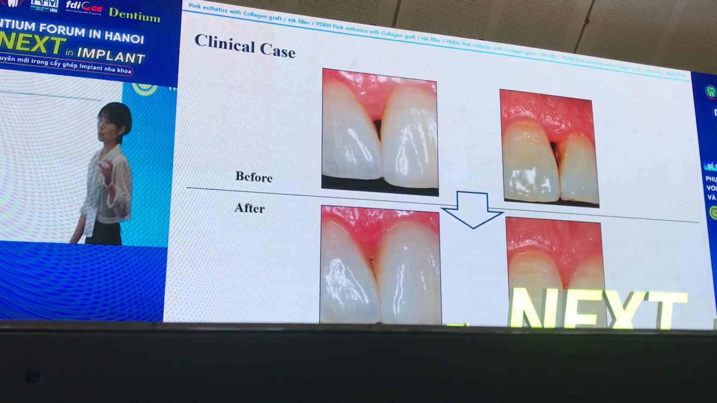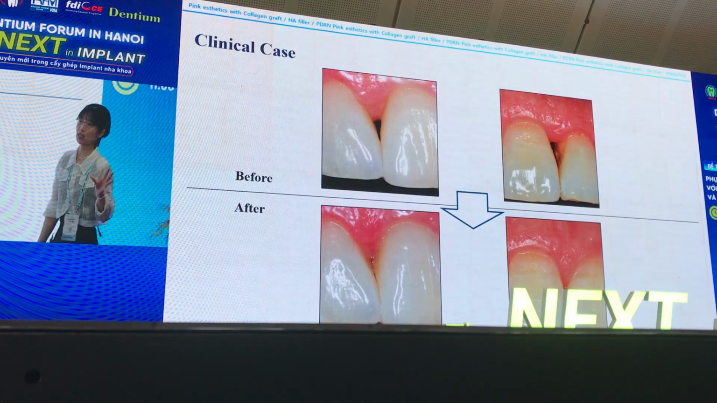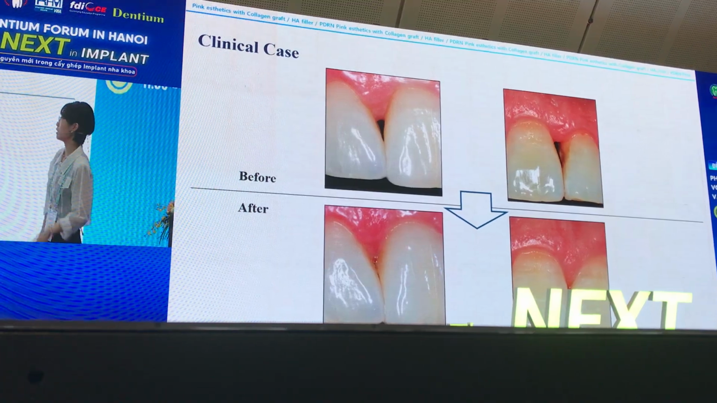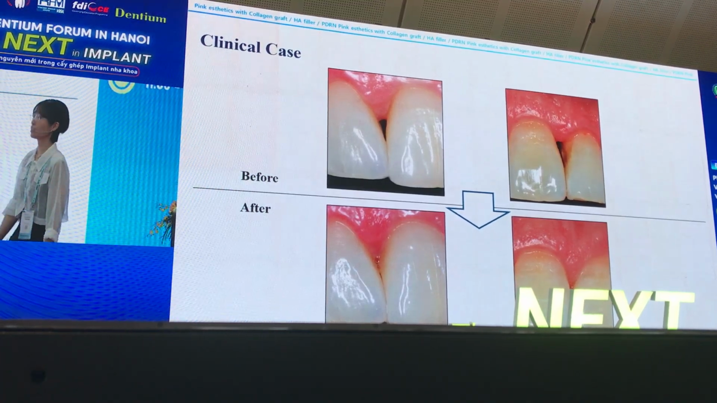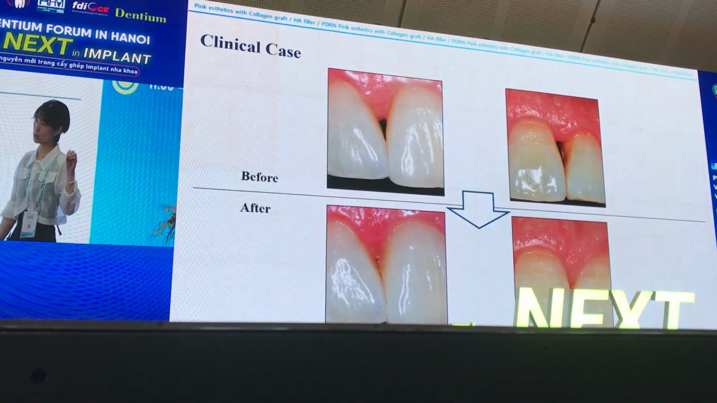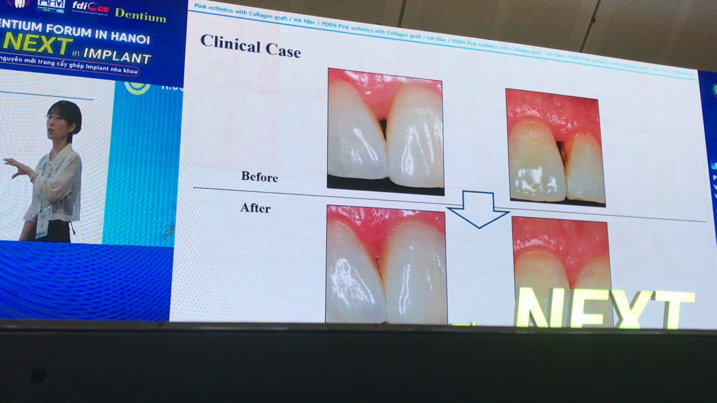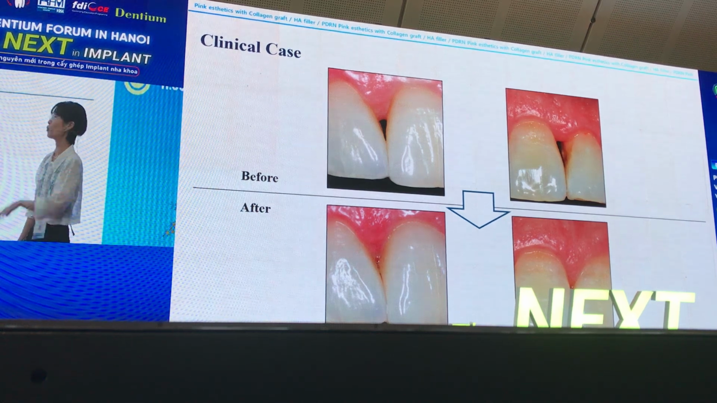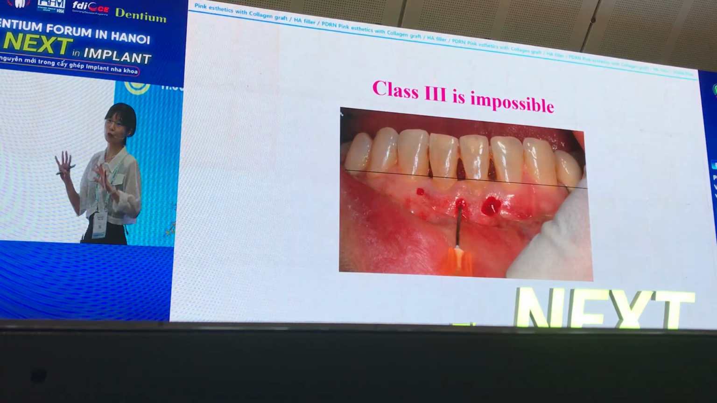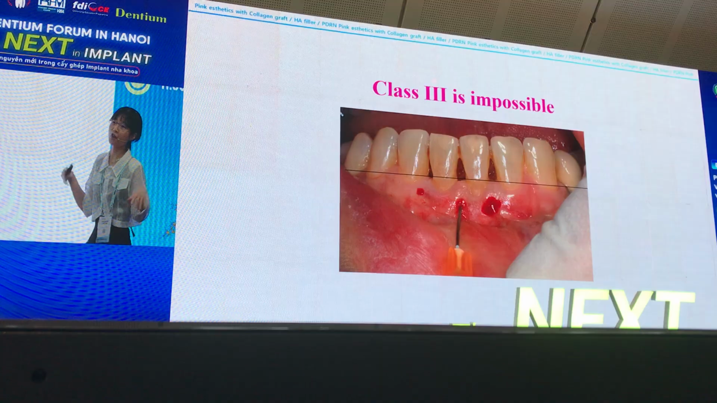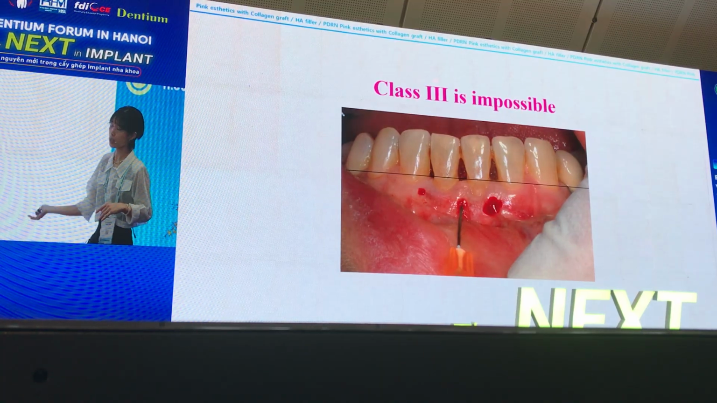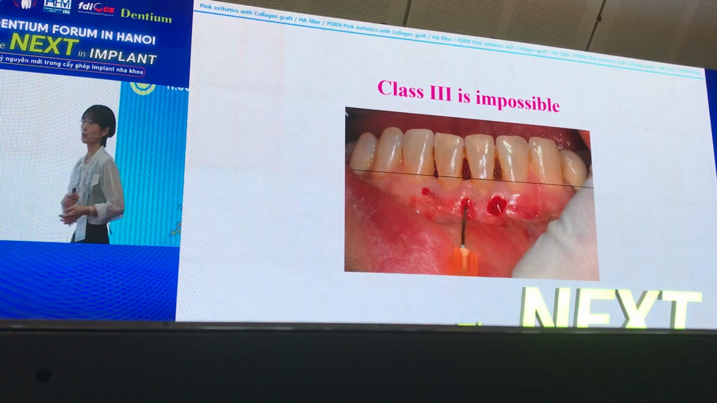So we can achieve complete gingival regeneration and finish using the HA filler like this in class 1. In class 2, converting from class 2 to class 1 is good, but the rest is white treatment. But class 3 is impossible, so don't touch that. You have to find another treatment, right? Because it means very severe bone reduction and also severe atrophy.